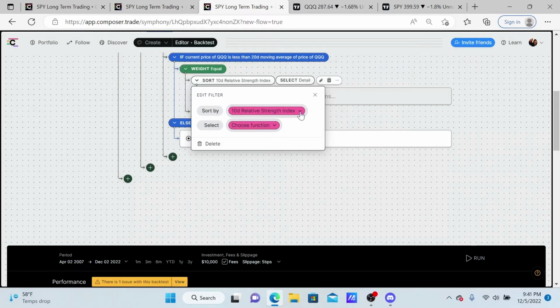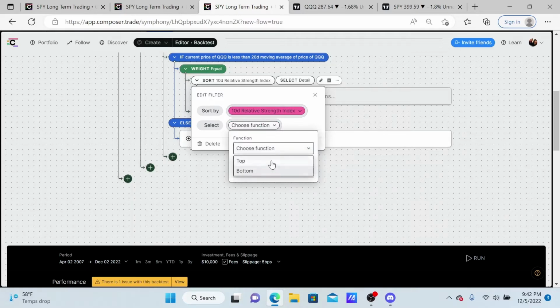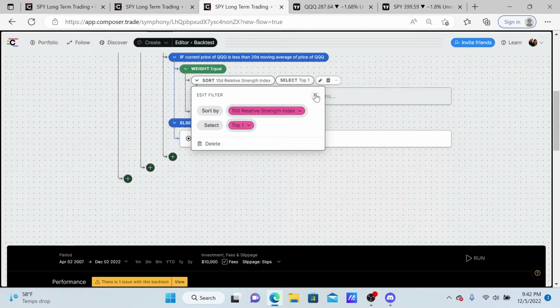So sort by 10-day RSI. So select simply means, well, I'll show you. So the function I'm going to do, you could do select top or bottom. This just means you can select the top performing asset or the bottom performing asset. So basically you could select the one that's doing better or select the one that's doing worse. I'm going to select the one that's doing better. And then how many, I'm just going to enter 1 because I just want to take one position. If you enter 2, 3, 4, it just means that you're going to have 2 or 3, 4 positions at the same time from a list of different assets. So that's going to look like that.